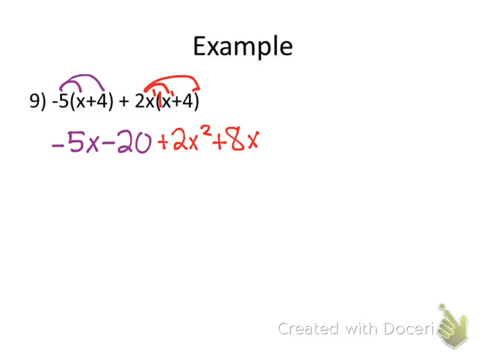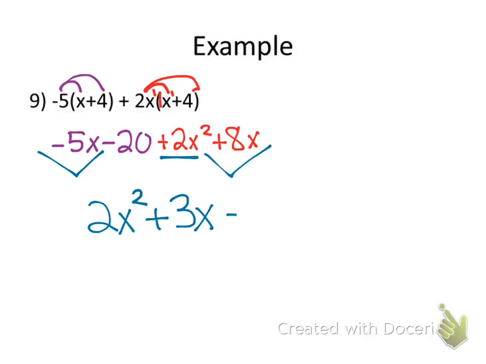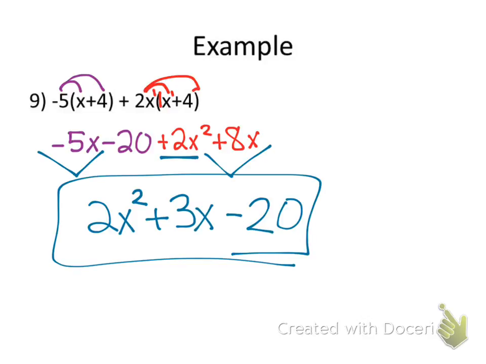Next step would be to combine like terms. I always write the largest exponents in the front, so I'm going to do 2x squared. Then I have 2 spots where I have x terms. What is negative 5x plus 8x? Positive 3x. Very good. The signs are different, so you subtract the numbers, keep the sign of the larger number, and then minus 20.